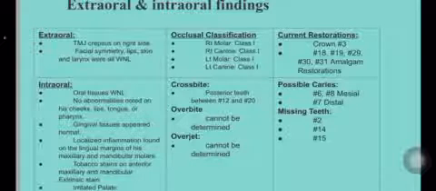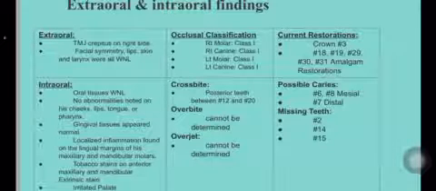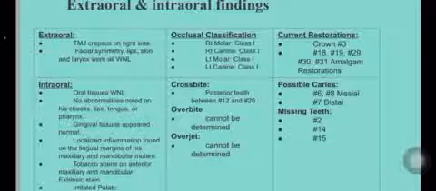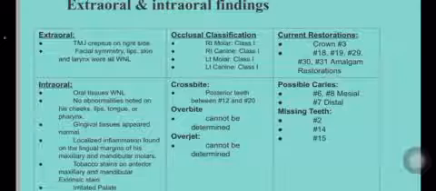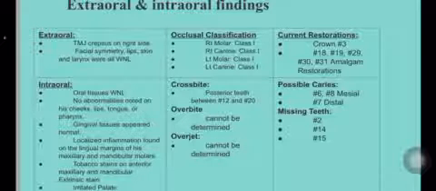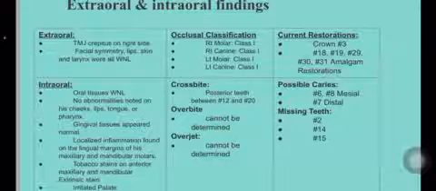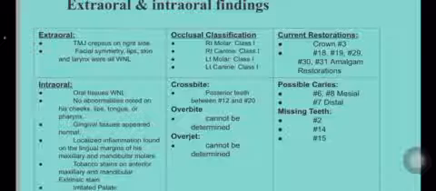Gingival tissue appeared normal. Localized inflammation was found on the lingual margin of his maxillary and mandibular molars. Tobacco stain on anterior maxillary and mandibular teeth. Extrinsic stain, which is restorative material amalgam, was found on his mandibular molar. His occlusal classification was Angle class 1.